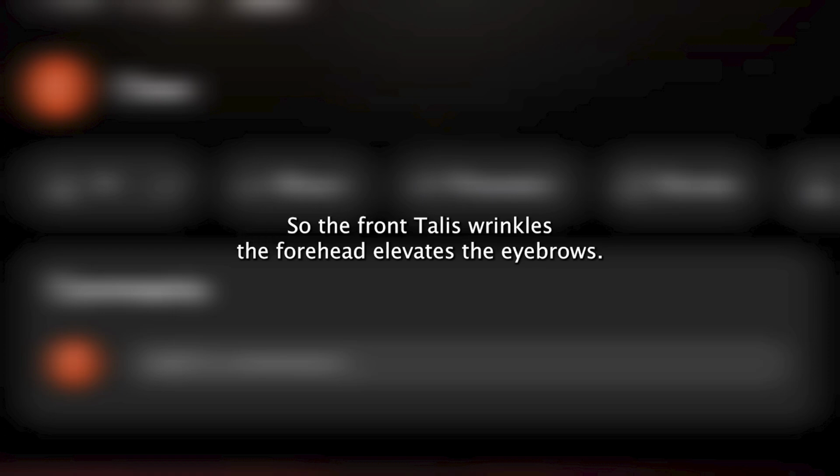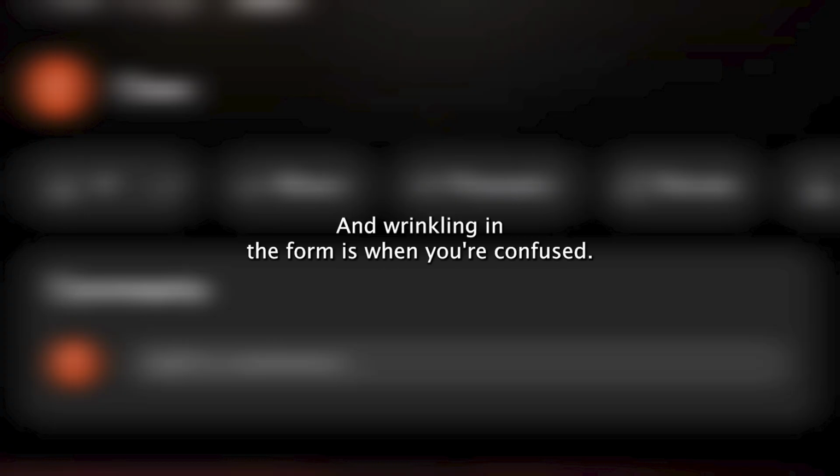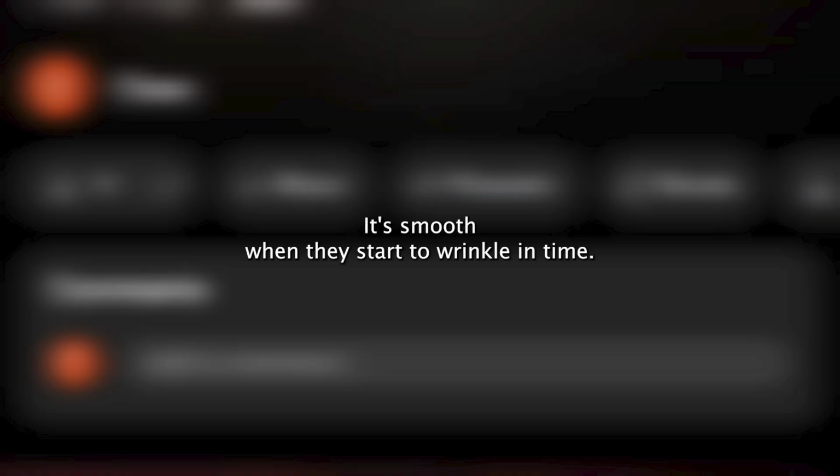Any questions on that? All right, so let's look at the action. The frontalis wrinkles the forehead and elevates the eyebrows. We all elevate our eyebrows when we're surprised, and wrinkling the forehead is when you're confused. So people taking anatomy and physiology, their forehead is smooth when they start, and it's all wrinkled by the time they leave.